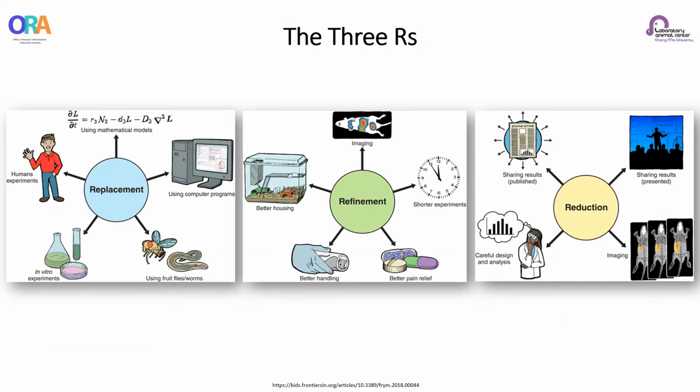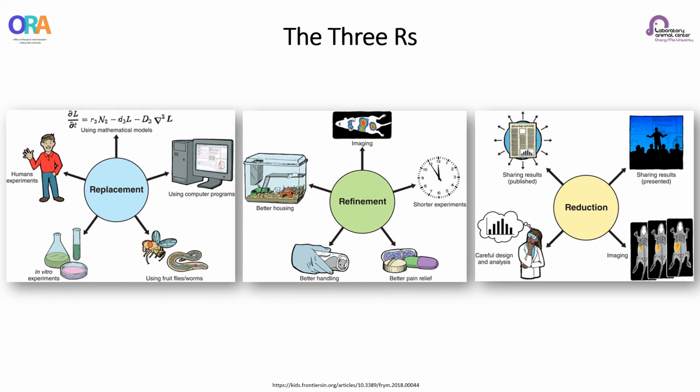Okay, in 1959, Russell and Burch published a paper outlining the principles of working humanely with laboratory animals. These principles, known as the 3Rs, have become internationally accepted as the foundation on which scientists should base their research with laboratory animals. The 3Rs are replacement. Replacement is a method that avoids using animals, for example, using tissue or cell culture, computer modeling, or replacing vertebrate animals with invertebrate animals.